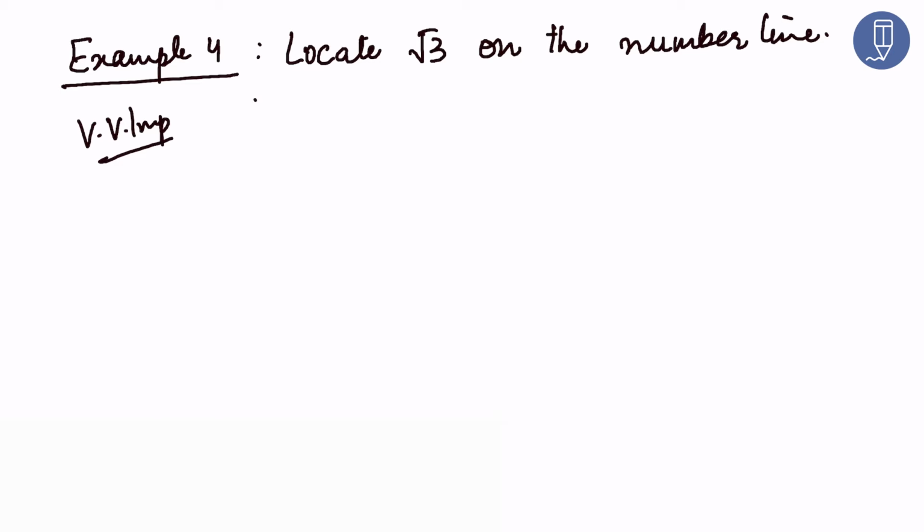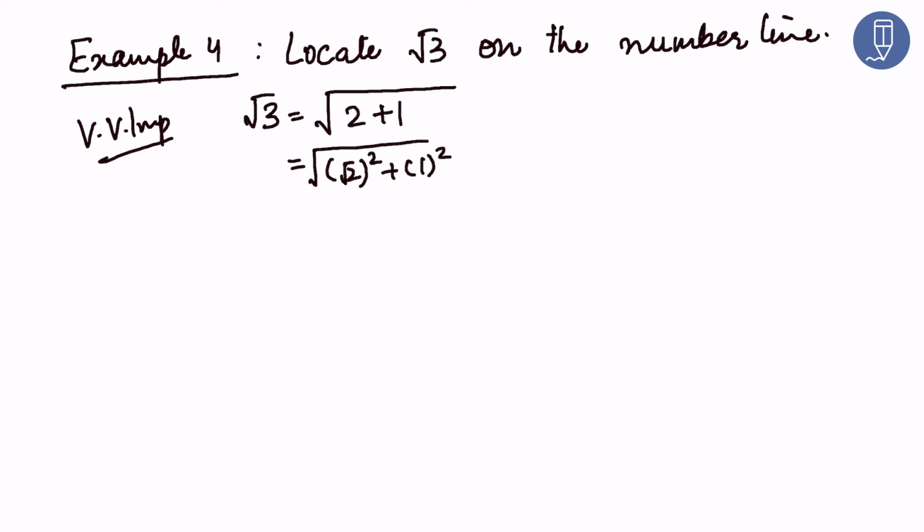We have to understand that root 3 can be written as square root of 2 plus 1. Now this 2 can be further written as root 2 whole square plus 1 whole square. This gives us a hint that we need a right angle triangle in such a way that its sides are square root of 2 and 1. So by Pythagoras theorem, this AB will become square root of 3.